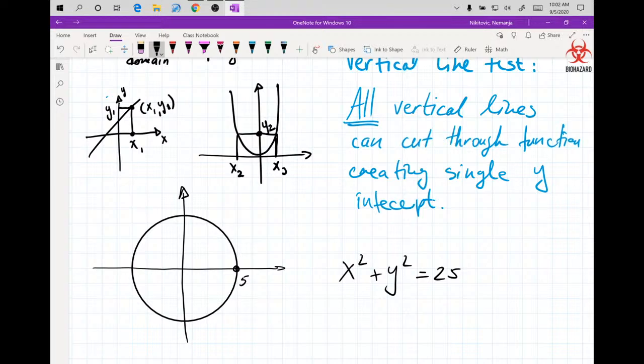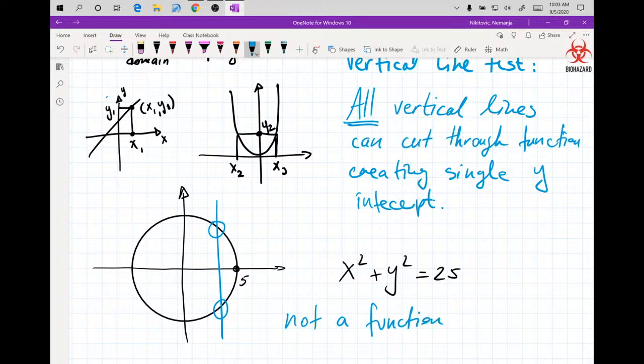So now, when you look at this circle, when I draw the vertical line, look what happens. It cuts through the circle twice, here and here, producing 2 y values. And that's no bueno for a function. So, a single x producing 2 y's, not good. So this is not a function.